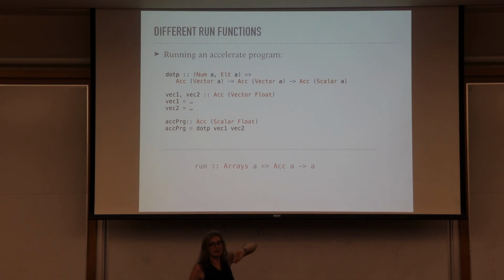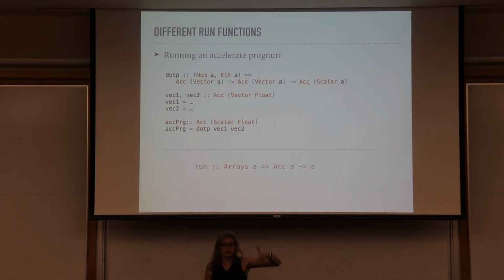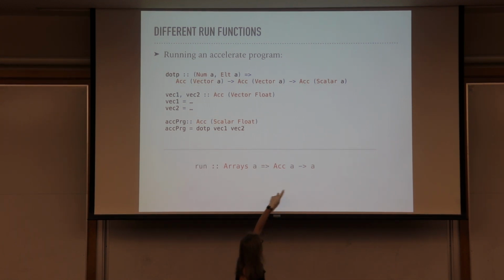Here we have again type classes. It says A has to be Arrays, so that means it can be one array or many, but ignore that for a minute. Basically it's just something that an Accelerate computation can return. So run takes an Accelerate computation, compiles the thing, runs it, and gives back an A.